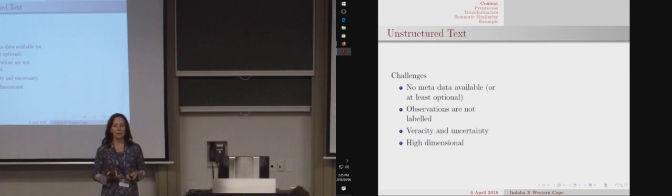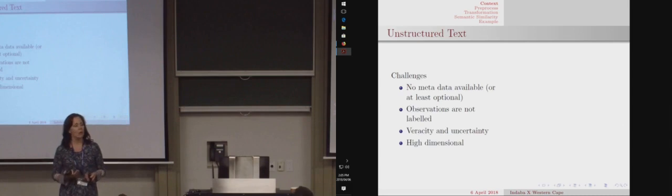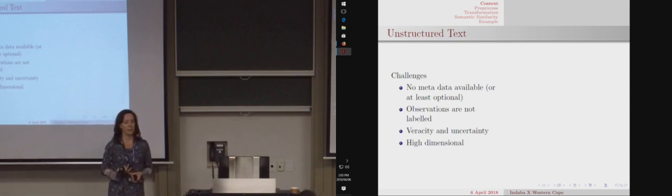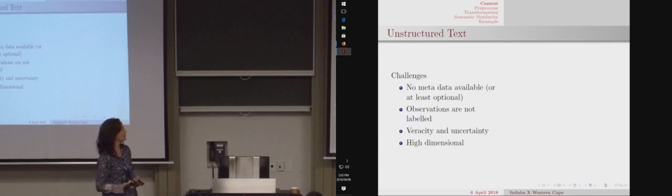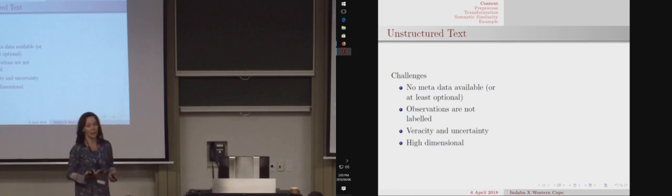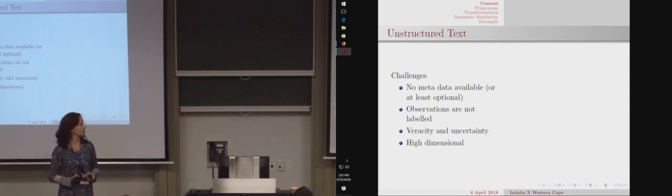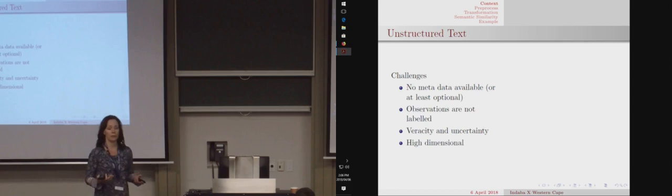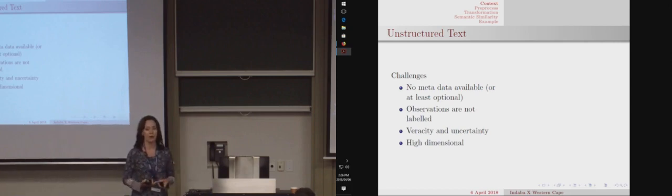And I'm going to specifically focus on unstructured text or unstructured data for that matter, which means it's unsupervised learning. So the challenges that we have with unstructured text is that we have no metadata available. So we don't have labels associated, or at least it's optional. We might have metadata, but it's not to say that it is there or that you want to use it. So the observations are not labeled. So we can't do classification. And the veracity and uncertainty associated with unstructured text is really high.